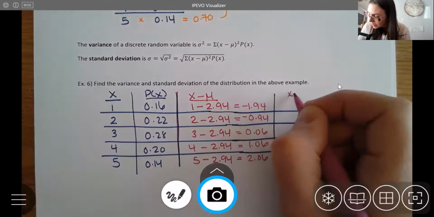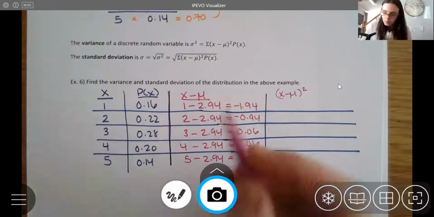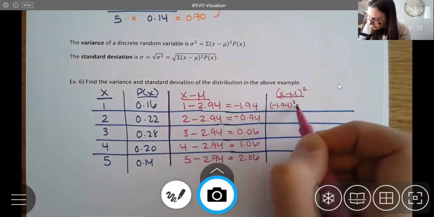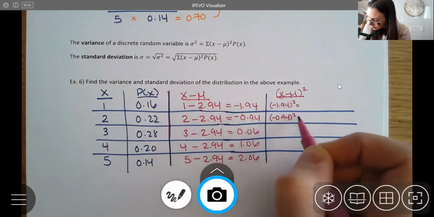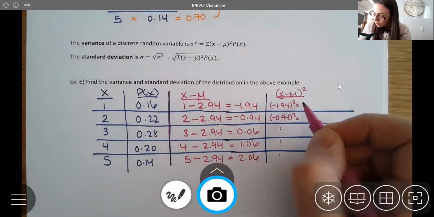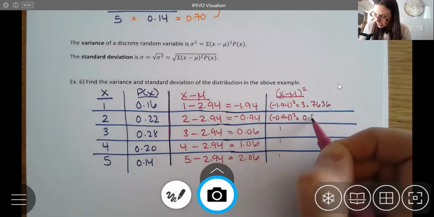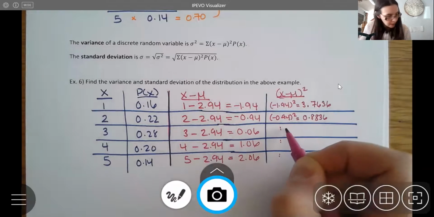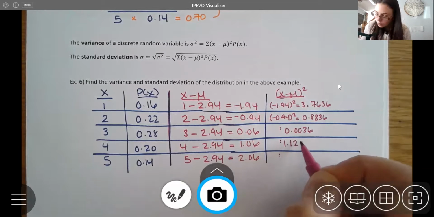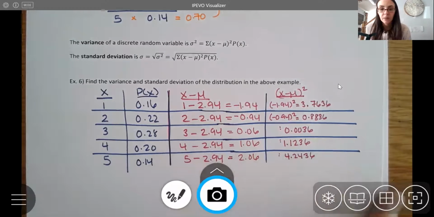Now, just like before, we're going to take that value and we're going to square it. So you're still doing that squaring. So each of these values here, I'm going to go ahead and square. Same thing here. And let's see, what I get is 3.7636, 0.8836, 0.0036, 1.1236, and then 4.2436.